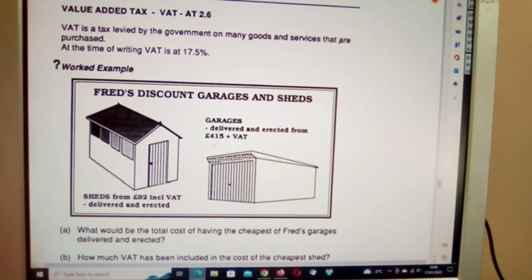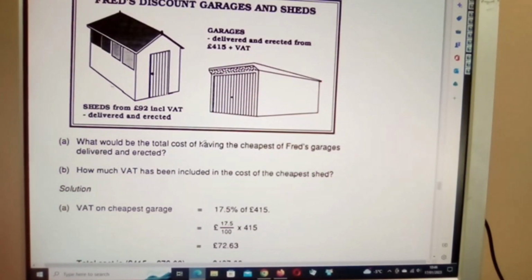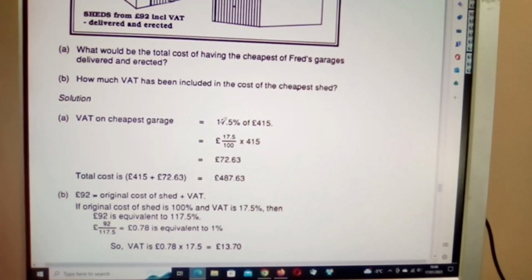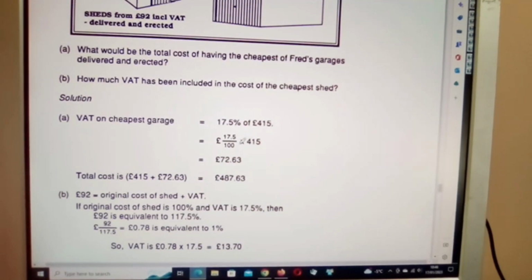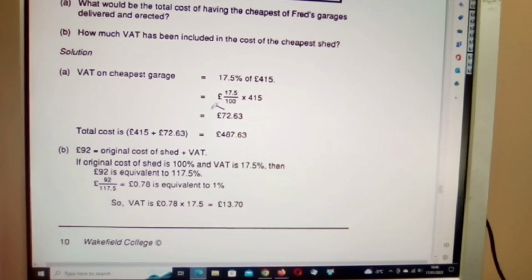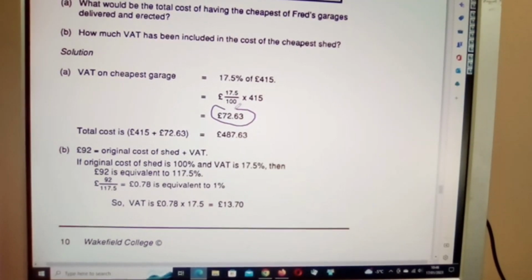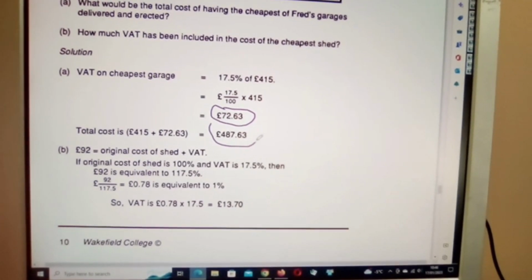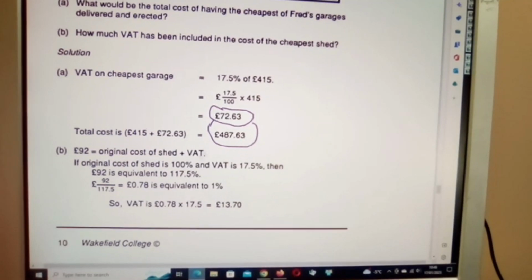I'm not going to do anything further on this. This is for you now to work out for yourself. And that on cheapest garage, 75% of 415, etc. You can see the prices here yourself. Look at what he's done and how he has arrived at this. Make sure you understand the concept, because you have to add it to your total price to get the correct figure.